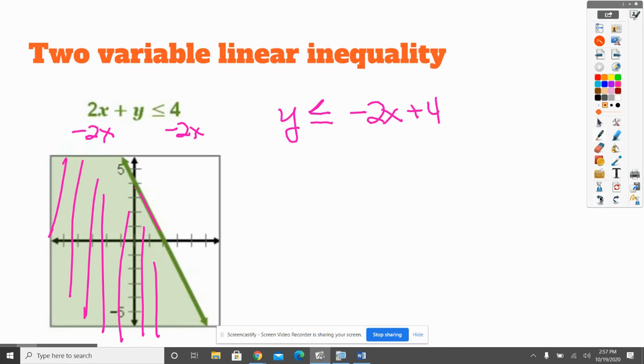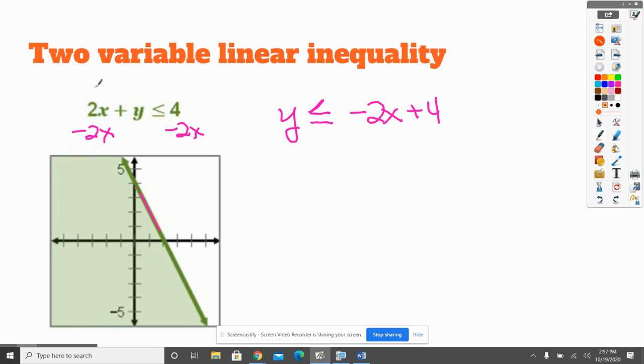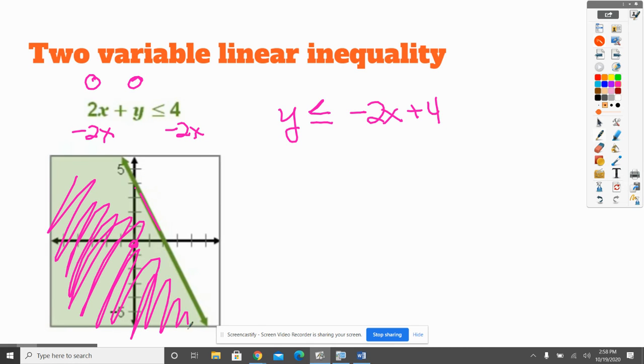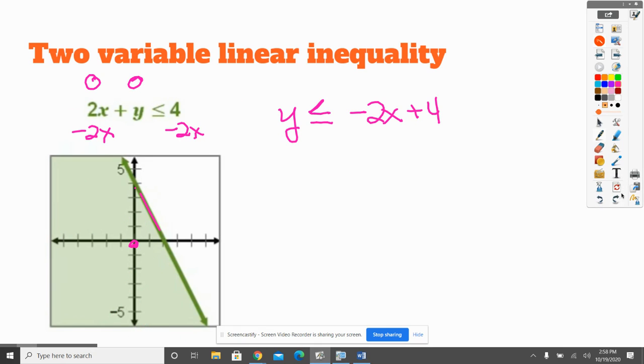If you get tricked up on the lower and above, you can also pick what we call a test point to see. If you plug in 0, 0, your 0 is less than 4. If 0, 0 is in the solution set, then this is the half plane that you will shade. If 0, 0 was false, then you would have shaded the other side.